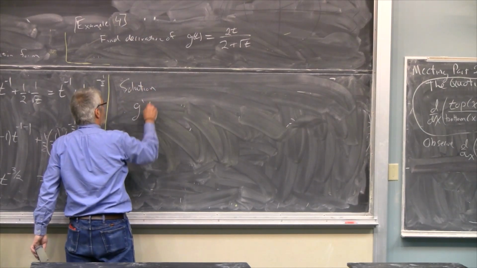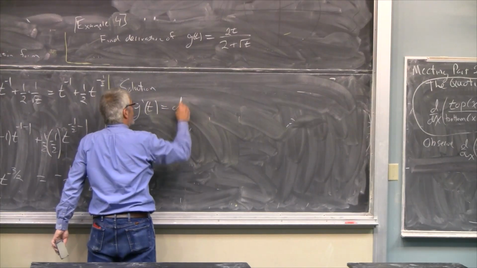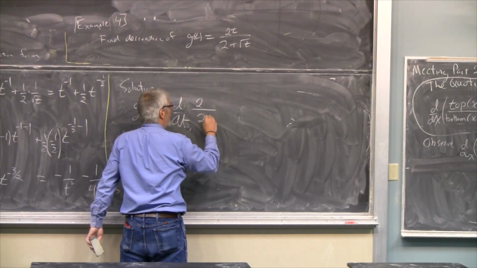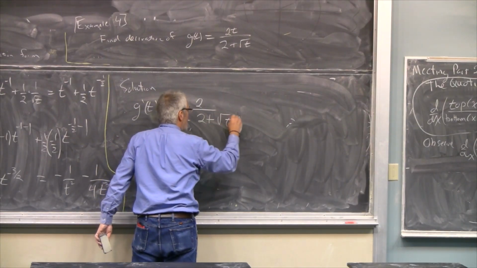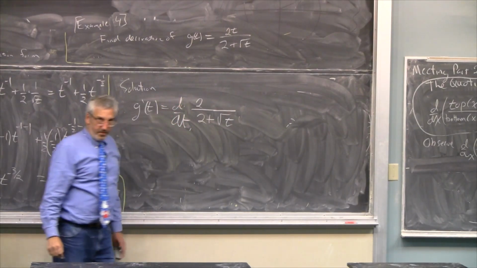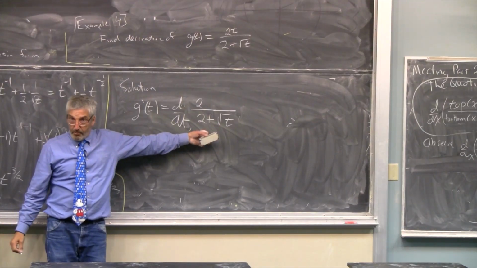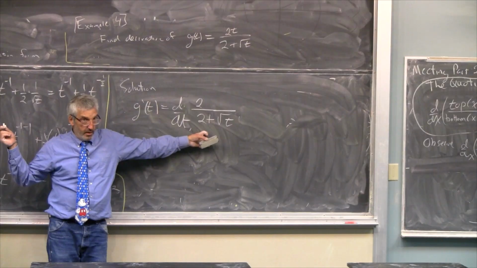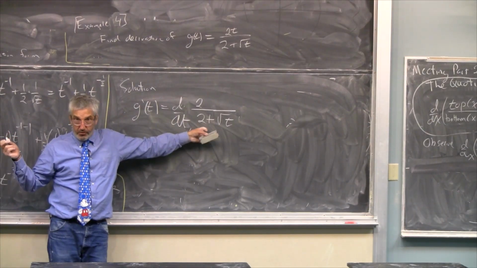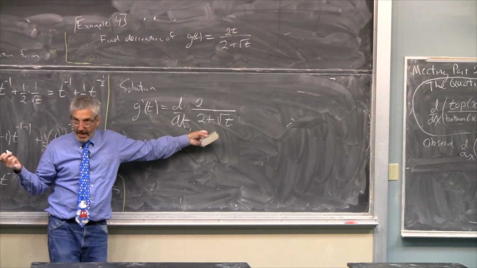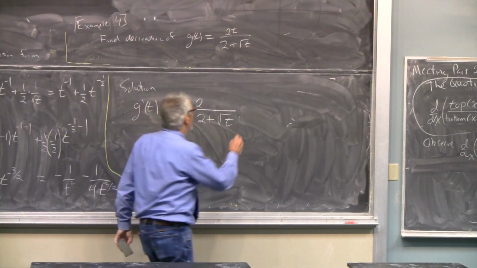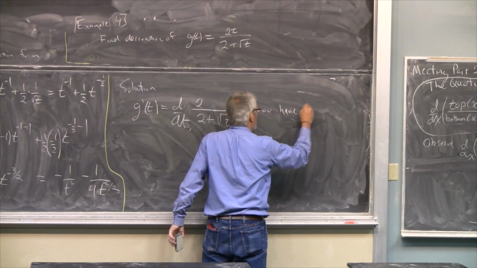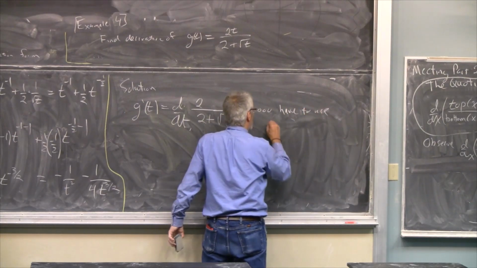Well, g prime of t is the derivative of this thing, 2 over 2 plus the square root of t. Now, notice this cannot be rewritten in that simple way. So Wacky Jack can't work their magic here. There's no getting around the fact that you have a quotient and it can't be written in a simpler way. So you have to use the quotient rule.